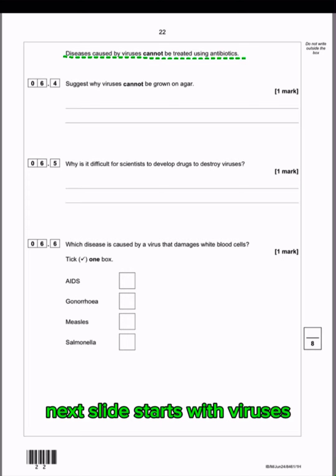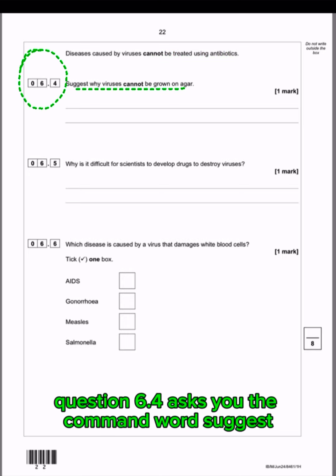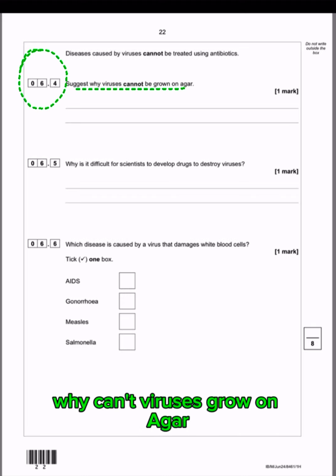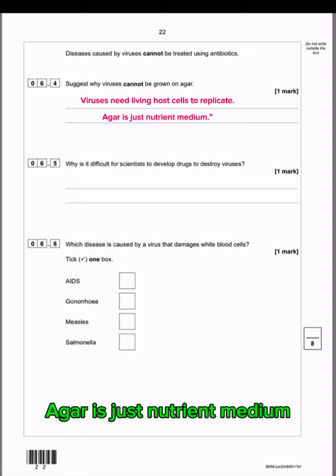The next slide starts with viruses, saying they cannot be treated with antibiotics. Now the first part, question 6.4, asks with the command word suggest why viruses can't grow on agar. Viruses need living host cells to replicate. Agar is just a nutrient medium.